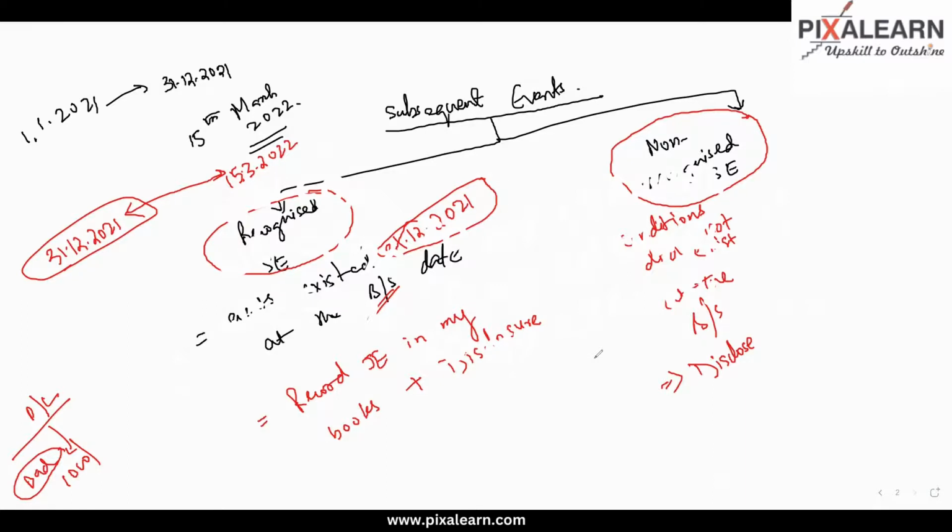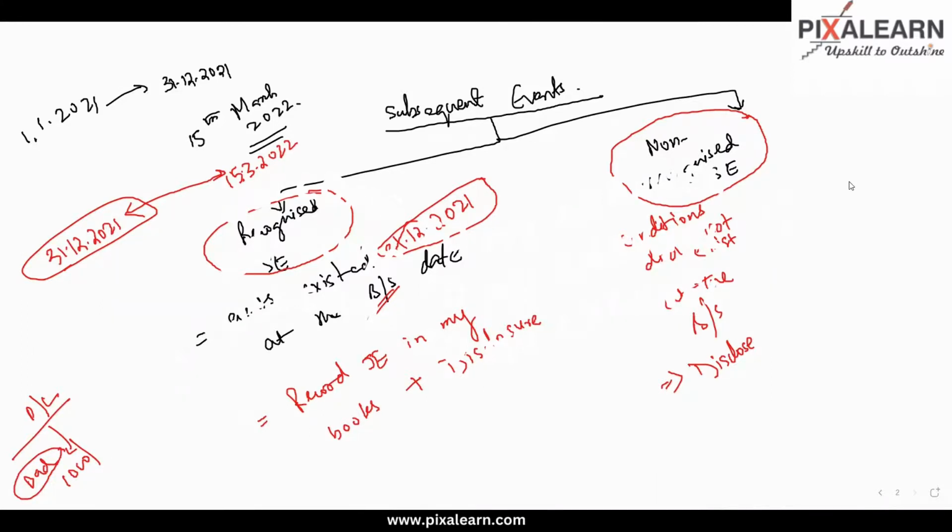Now, the rule is very, very simple: only disclose, or pass a journal entry and disclose. But it's a very tricky area. I'm giving you another example and I want you to tell me where I put it: recognized or unrecognized? Rahul, can you unmute yourself? Are you clear with the concept? I'm giving you an example. Tell me what you should be doing about it.